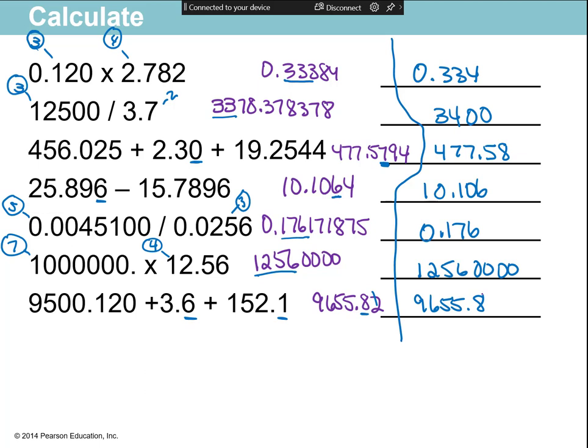So that is where you have to make sure that you check what the rules are when you do addition versus subtraction versus multiplication and division.